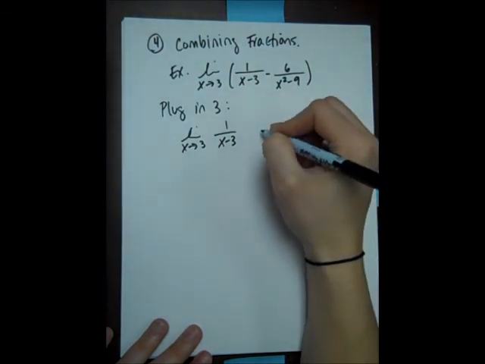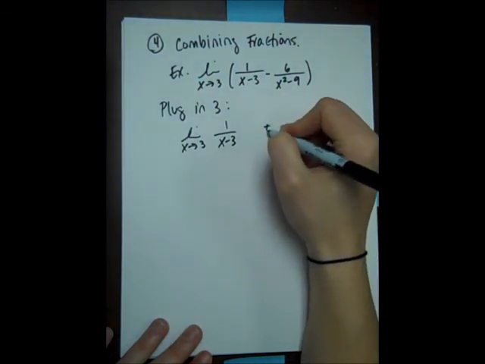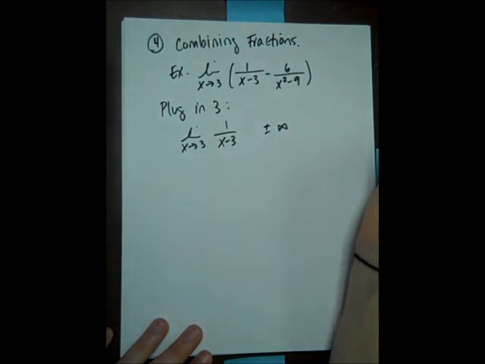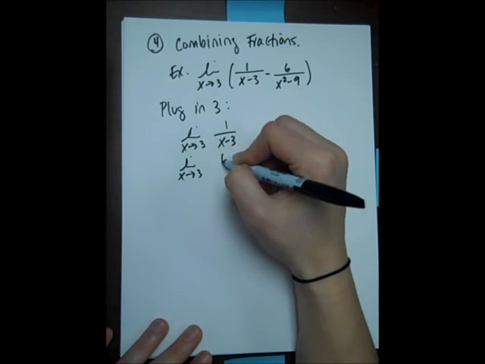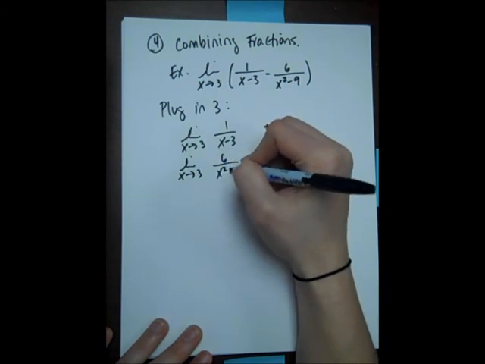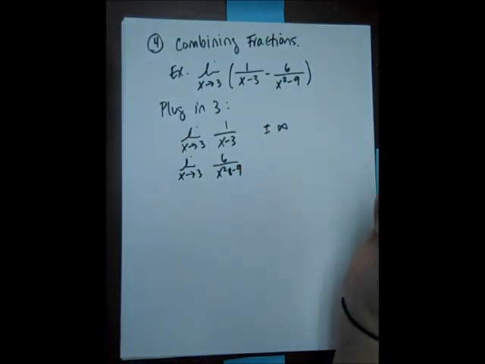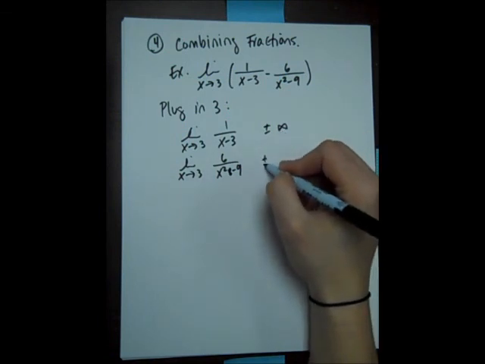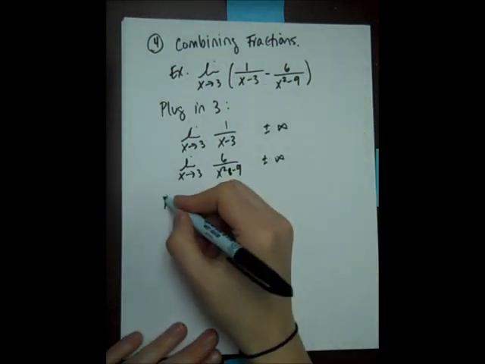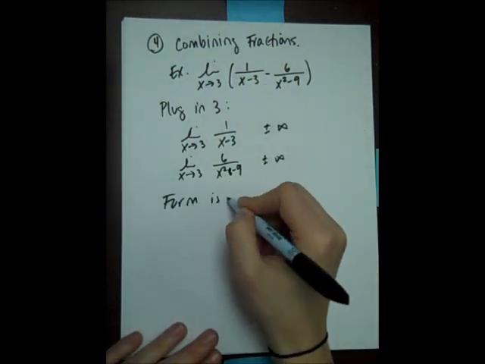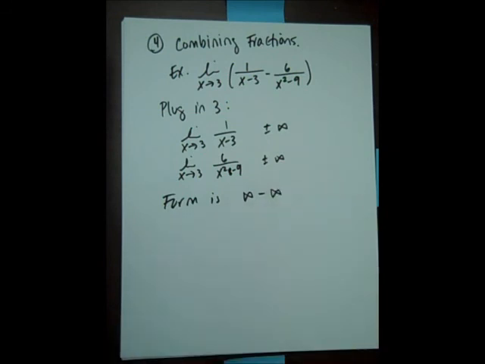Depends on if you're looking at the left or right hand side, but it's either plus or minus infinity on either side of it. And what about the limit as x approaches 3 of 6 over x squared minus 9? If you look at the graph, that's going to be plus or minus infinity, depending on if you're looking at the left or right hand side. So the form of this limit is infinity minus infinity, which we already talked about.